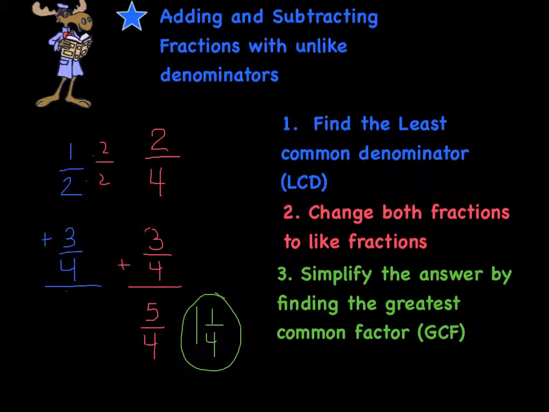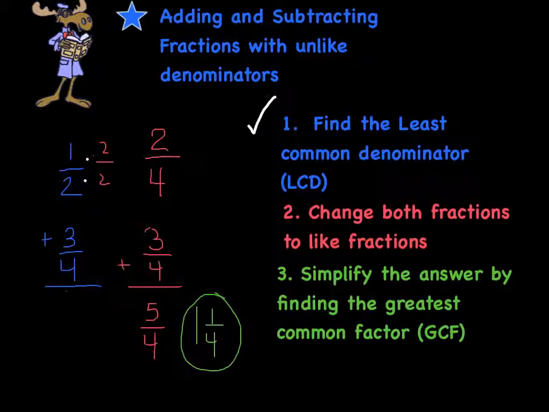Let's get started with adding and subtracting fractions with unlike denominators. I'm going to add 1/2 and 3/4. And the first thing I need to do is find their least common denominator. So I'm looking for the common multiples of 2 and 4. And I see right away that 2 has a common multiple with 4, and it's 4.